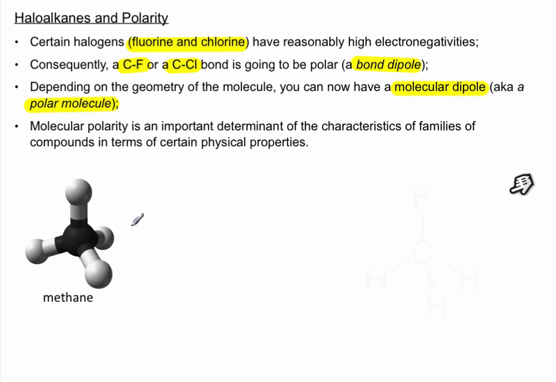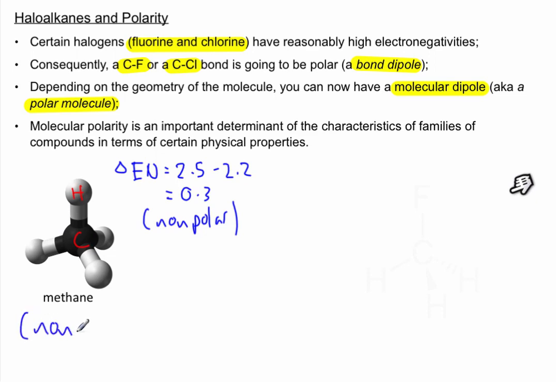So first of all, let's just consider methane. So there's methane. That's a carbon, and it's bonded to a hydrogen. So that's a carbon-hydrogen bond. The delta EN for a carbon-hydrogen bond is, I believe, 2.5 for carbon minus 2.2 for hydrogen, which is 0.3. So that's a non-polar covalent bond. Clearly that non-polar bond doesn't help with polarity. None of the bonds are polar, so methane is in fact a non-polar molecule. There's no molecular dipole there.